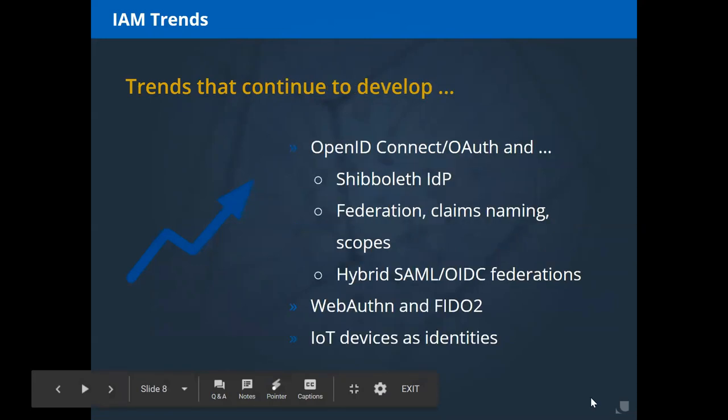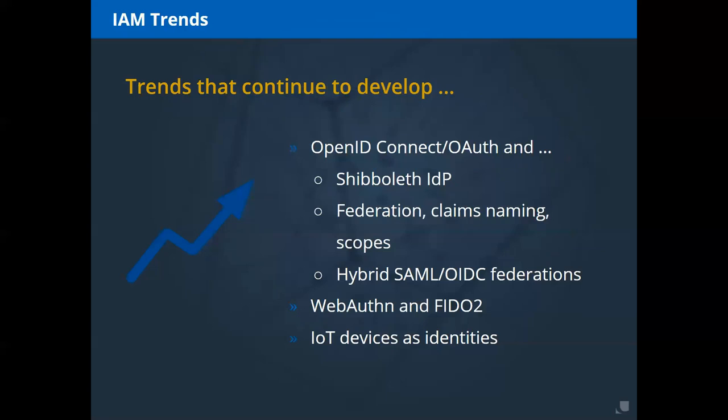And then in terms of trends that are continuing to develop that aren't quite as baked yet, OpenID Connect and OAuth. Now, of course, if you're using the latest CAS, you've had support for that in the software since CAS 5. But that's becoming adopted into the base Shibboleth IDP, most likely with the release of 4.x, it will be out of the box. Right now, it's a plugin from a group in Finland.